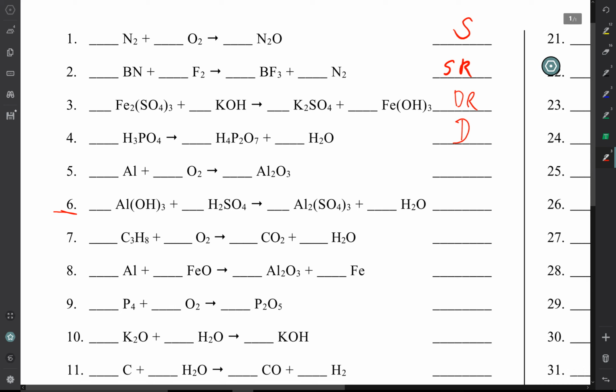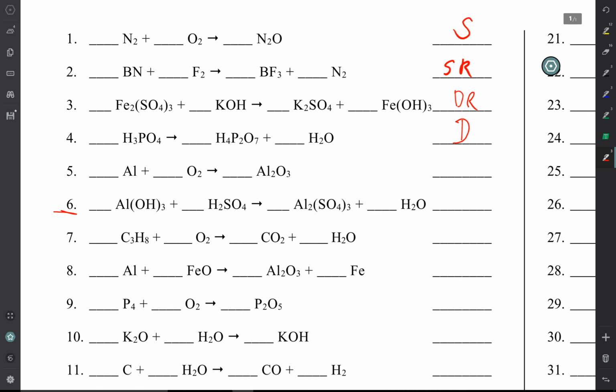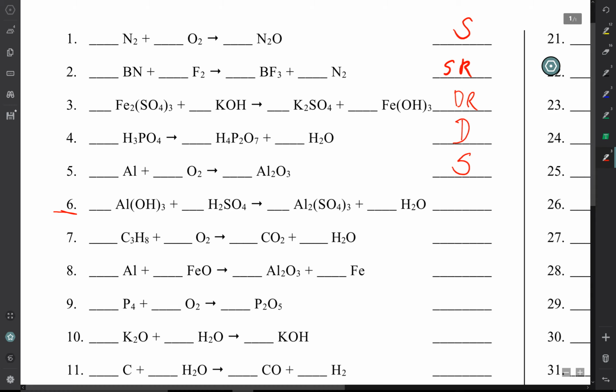Number 5, I've got aluminum reacting with oxygen to form aluminum oxide. We've seen a couple problems like this already. Don't be tricked into thinking it's a combustion reaction because O2 is there. You're taking 2 simple substances, in this case elements, and combining them into one more complicated substance. So this is a synthesis reaction. Let's skip number 6 because we've already talked about that type and instead look at number 7.